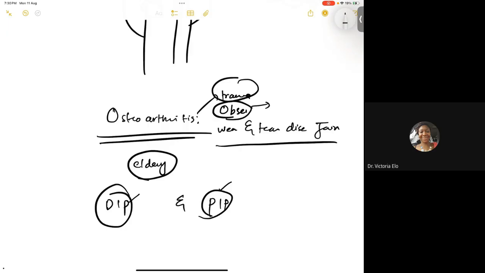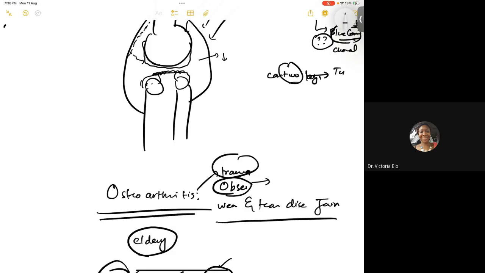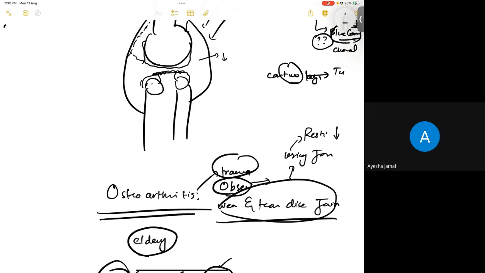So the classical presentation is going to be joint stiffness in the morning that gets worse during activity. It's really important, and it makes a lot of sense as well. Since this problem is due to wear and tear, or using your joints, if an individual is resting his joint, the pain is supposed to decrease. So as he wakes up in the morning, his joints would feel relaxed because we are not using them. But as he continues to do activities throughout the day, it's going to worsen, right?